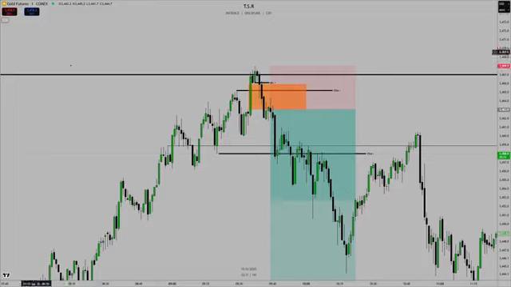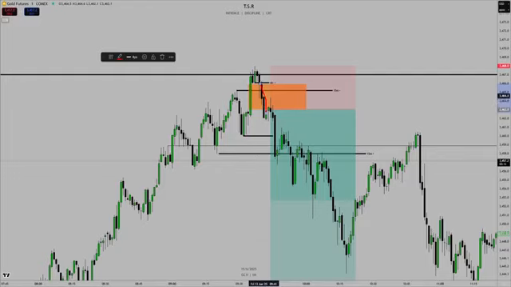Why is this a valid IFVG? Because this low was not yet tapped into. What do I mean by that? I'll draw this out really quickly. This is probably going to save you guys some. If price came and inversed this fair value gap, and this 9:41 candle right over here closed while wicking below this low. So let's say we closed right here, but we wicked below this low.